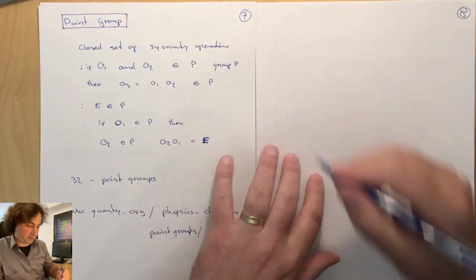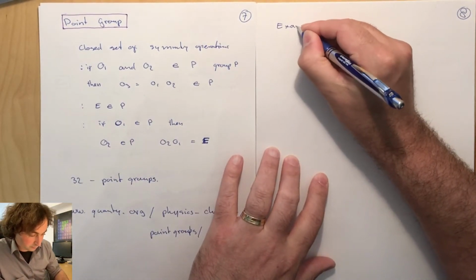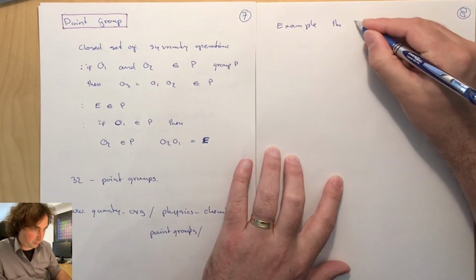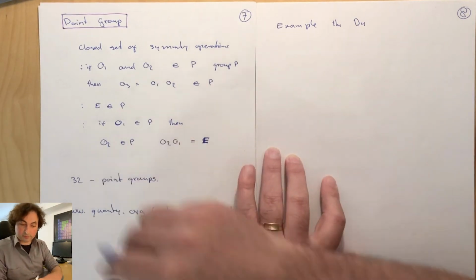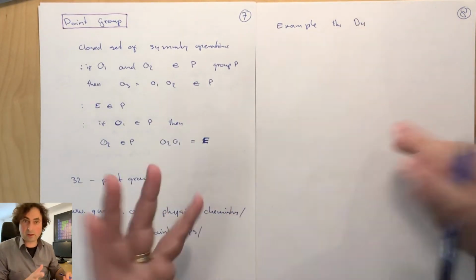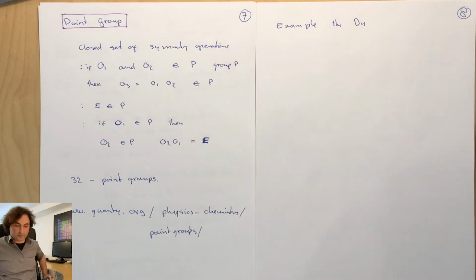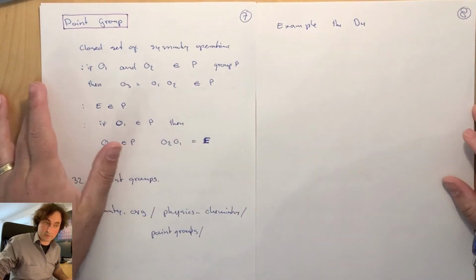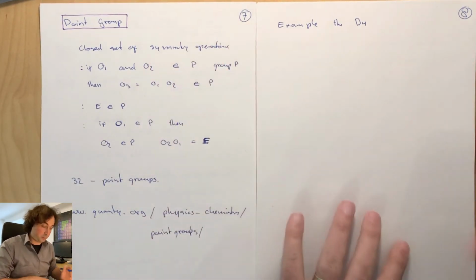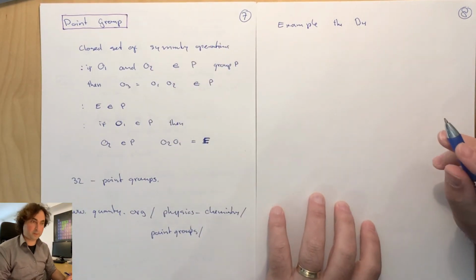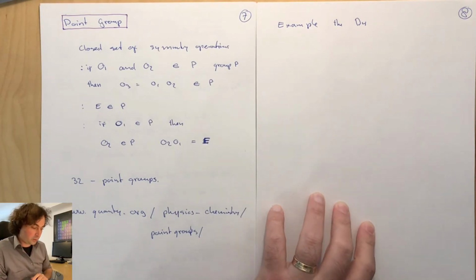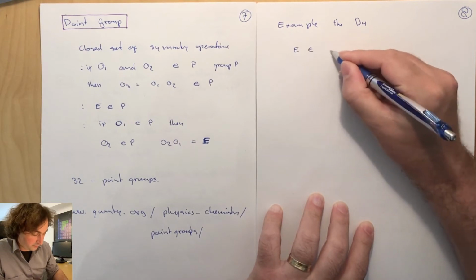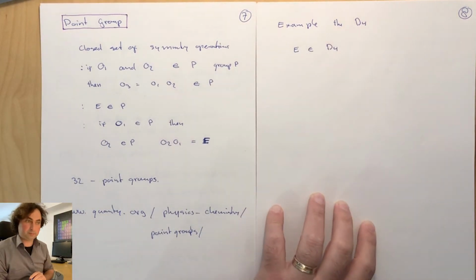Now let's have a look at an example. And as an example, I will use the group D4. So these different groups have names, and if you just click on the name, then you will find what the symmetry operations are that belong to this group. It's just a name. You could have equally called them Mr. Smith group or any other name you like. So we for sure know that E is an element of D4.